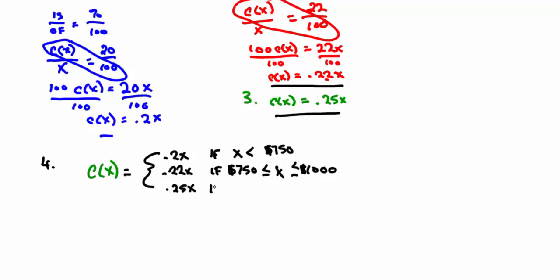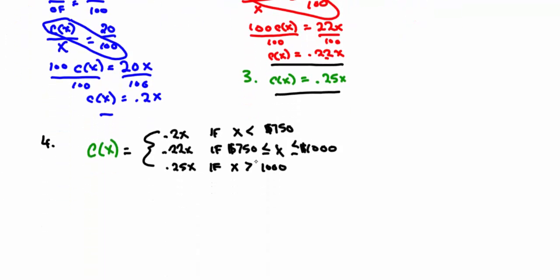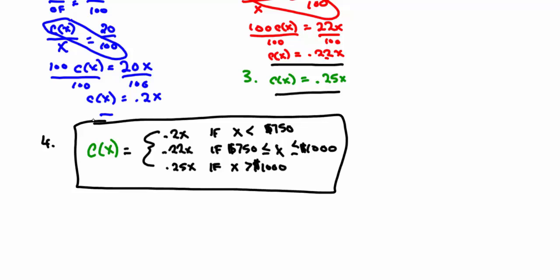So if x is greater than $1,000. So this is our piecewise function. C of x equals 0.2x if x is less than 750, 0.22x if $750 is less than or equal to x and x is less than or equal to $1,000, and 0.25x if x is greater than $1,000.